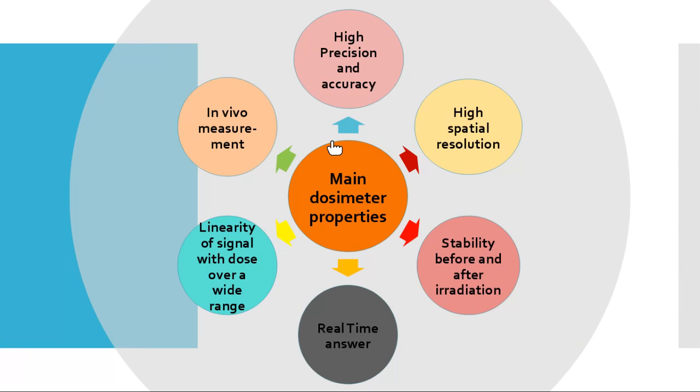These are the main dosimeters. We have specific characteristics for radiation detectors: high spatial resolution, high stability, real time, linearity, and in vivo measurements. If a dosimeter has these characteristics, that means it has very good characteristics for clinical use.